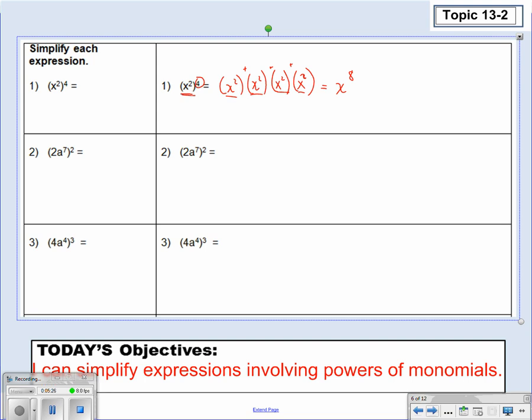Number 2, we're going to use our 2 that's on the outside to stamp out what is on the inside parentheses. So we have 2a to the 7th stamped out twice. Again, using what we know about multiplying monomials, this will be 2 times 2, and then a to the 7th times a to the 7th. So 2 times 2, go ahead and multiply that out to be 4. And a to the 7th times a to the 7th will be a to the 14th.